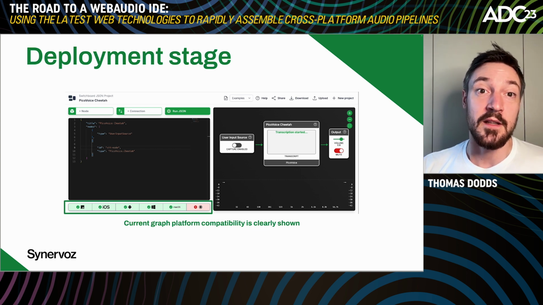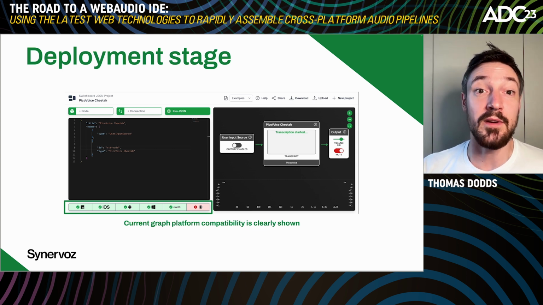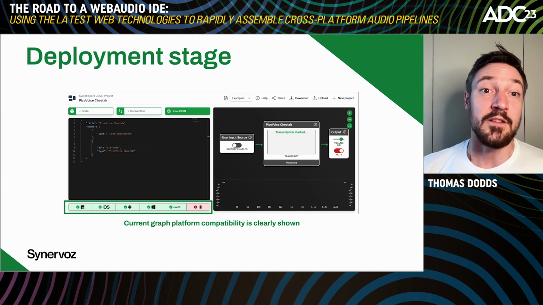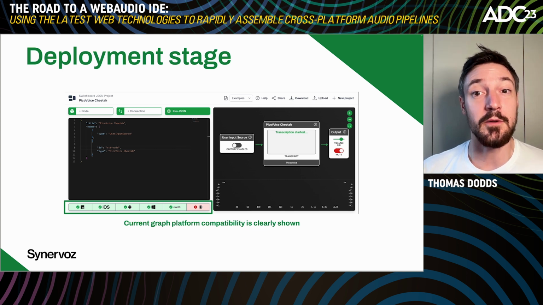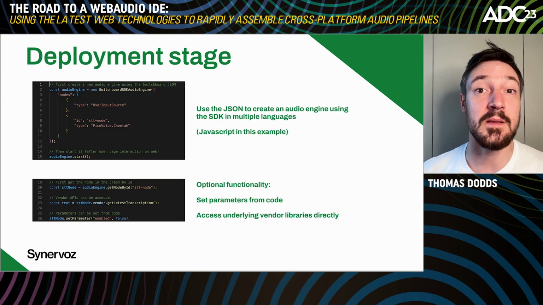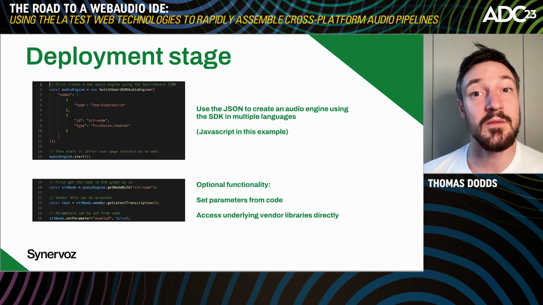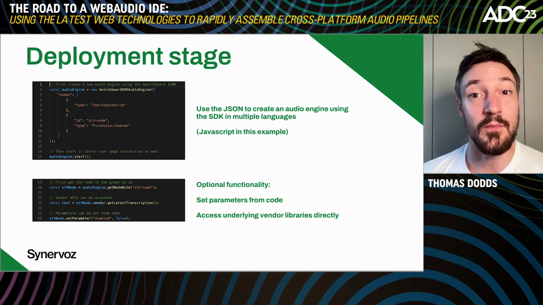The Switchboard SDK is available in most popular languages to get your audio engines up and running really easily. We currently have libraries for JavaScript, C++, Swift, Kotlin, Java, but for this particular example, we're going to show you how to get the audio engine up and running on the web in JavaScript. We aim to make this code as simple as possible with the Switchboard SDK.